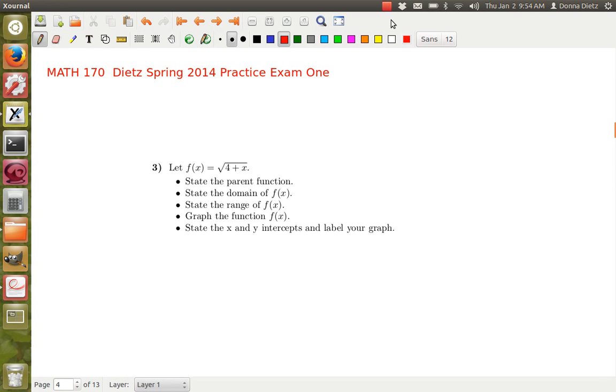So you have this cryptic statement that says state the parent function. And if you've been in class, you know what that is. Some things we talk about in math class are kind of specific to this author, and some things are not specific to this author. I would say this one is more this author's style.